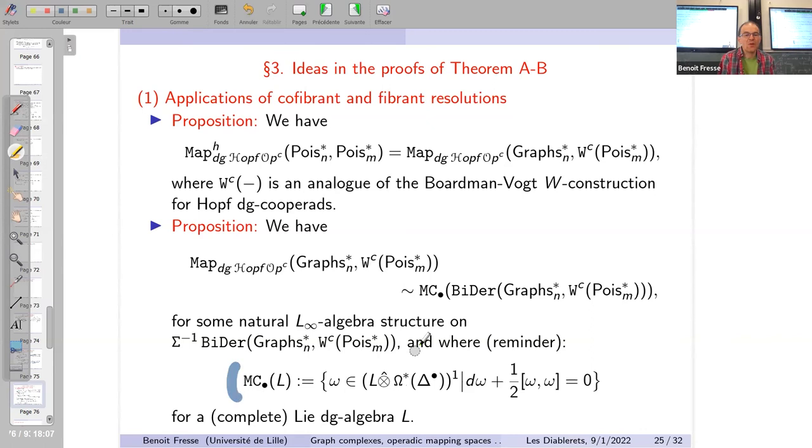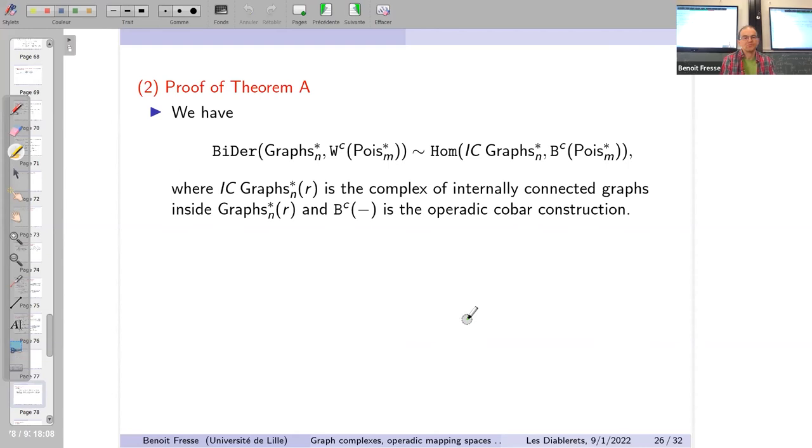What you have to do now is to compute this complex of biderivations. I've not been precise about the definition of biderivation: it just means maps that are derivations with respect to the commutative algebra structure and co-derivations with respect to the co-operadic co-products. So you are left with computing this complex of biderivations as an L-infinity algebra, and for this we use further reductions. We use that this co-product of graphs, in some sense, is freely generated by internally connected graphs, and that this Boardman-Vogt W construction is co-freely generated as a co-product by something which is quasi-isomorphic to the operadic co-bar construction on the m-Poisson co-product. So this gives you a first reduction.